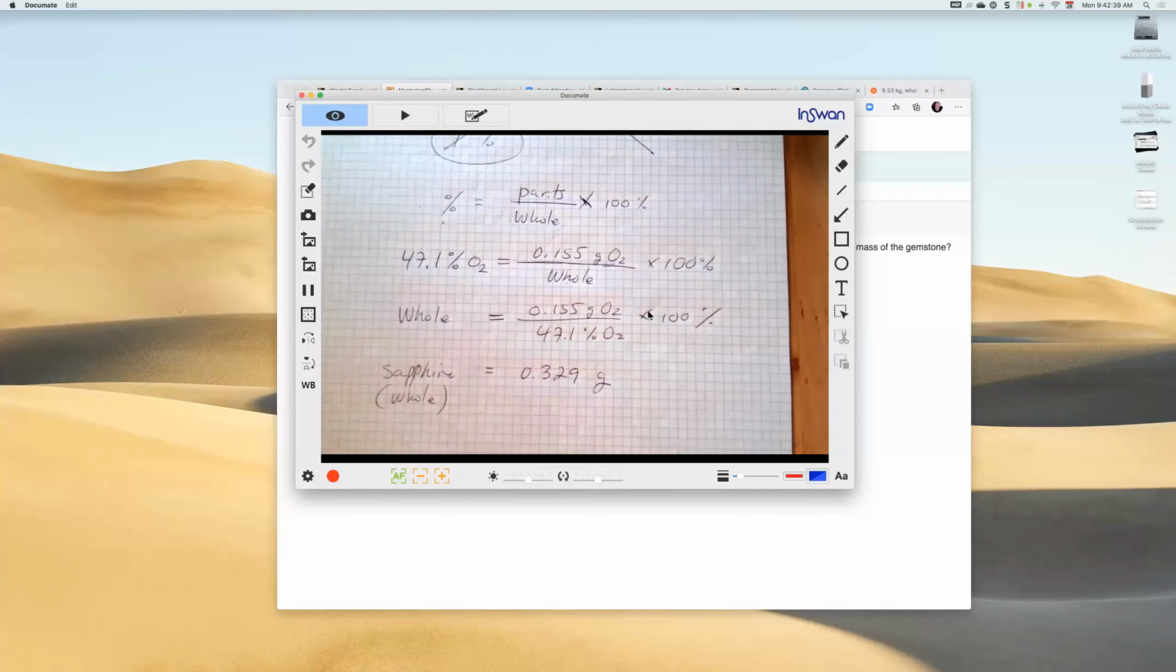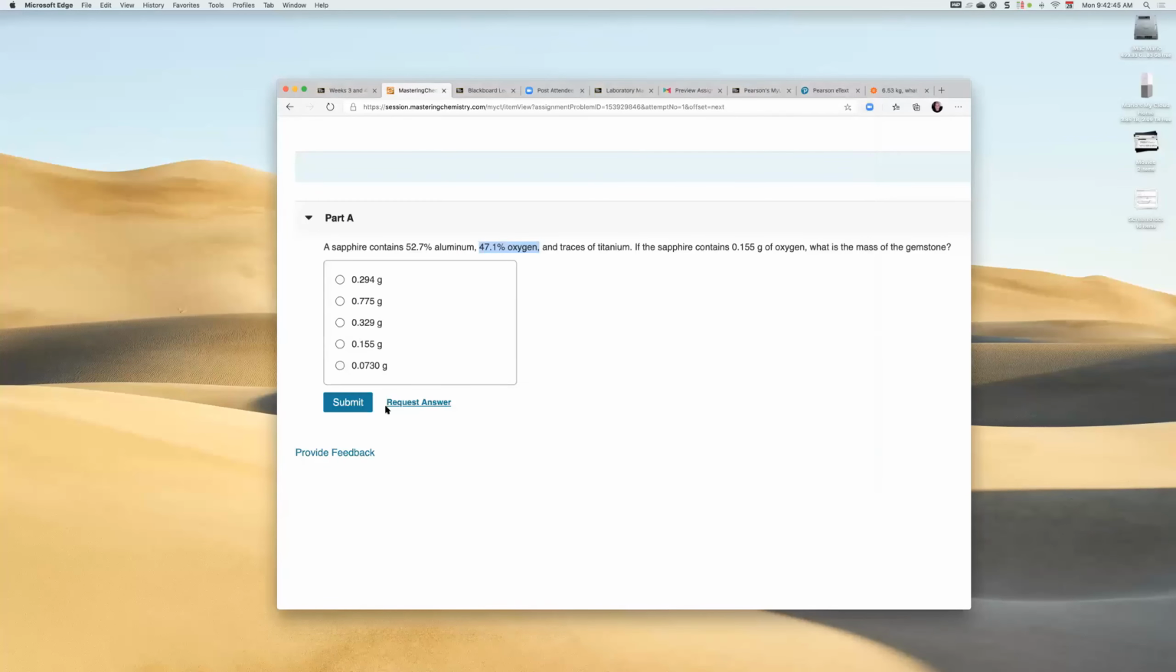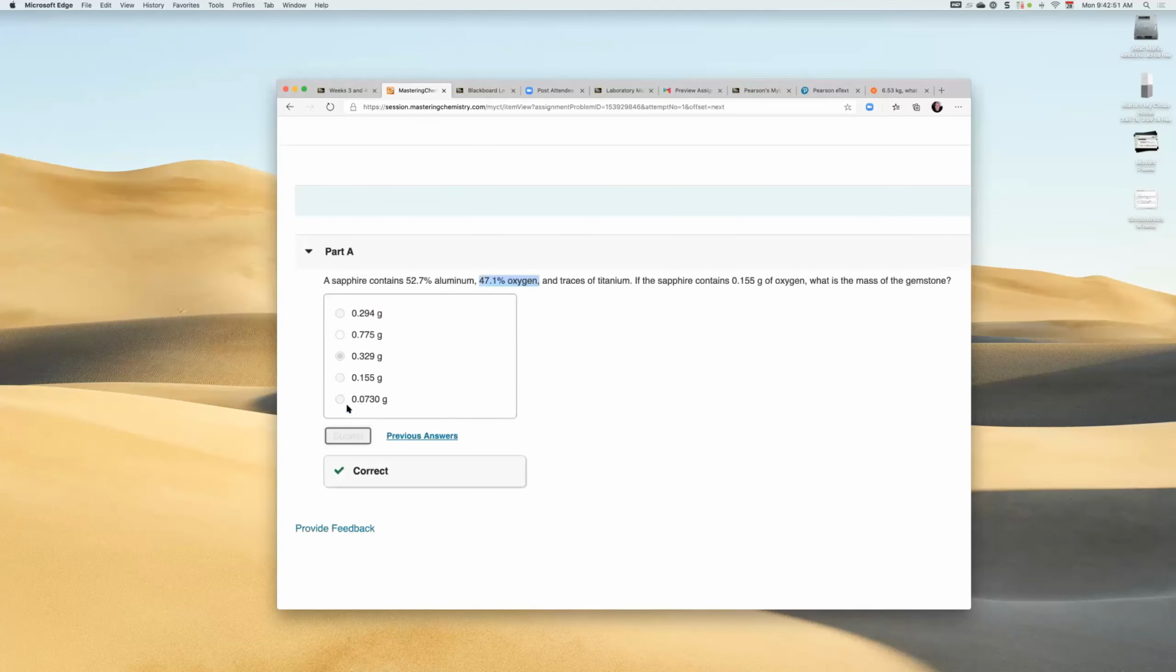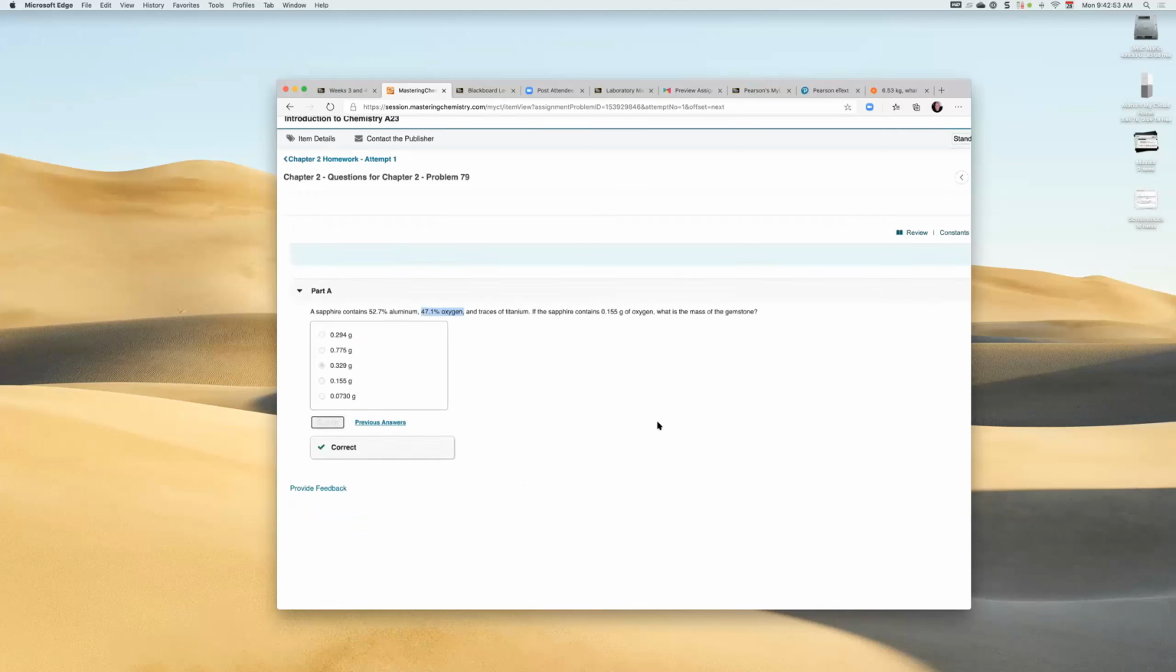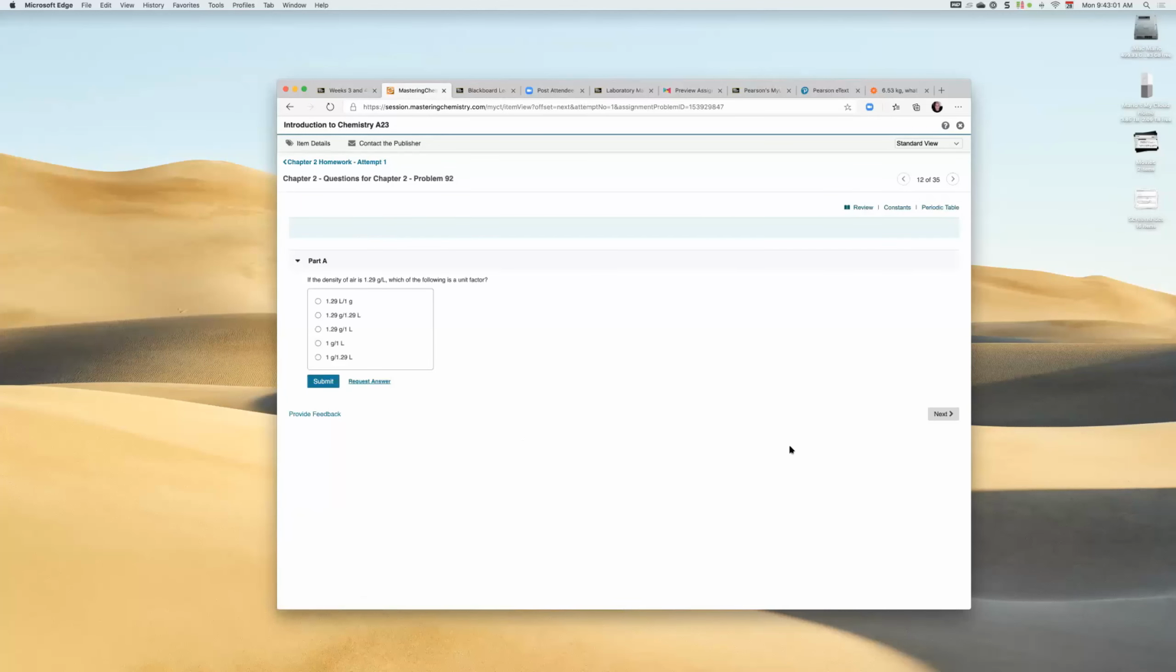And that's the sapphire. So if we go back to the homework, is there such a choice? Yes, there is. It's right there. We're going to say that's our answer, submitted. And we did it. So this, in a nutshell, is the idea of percentages as conversion factors.